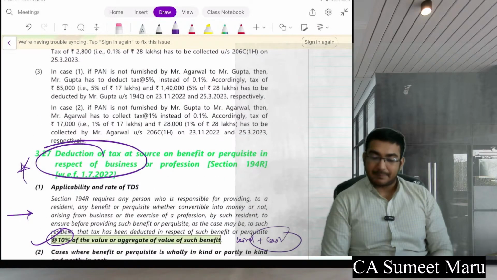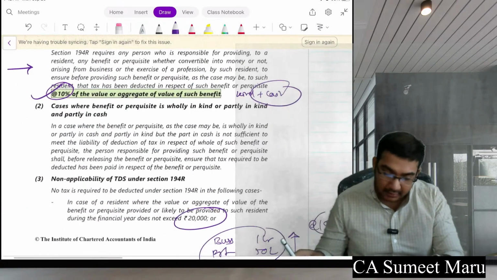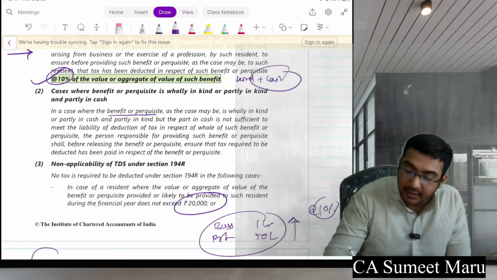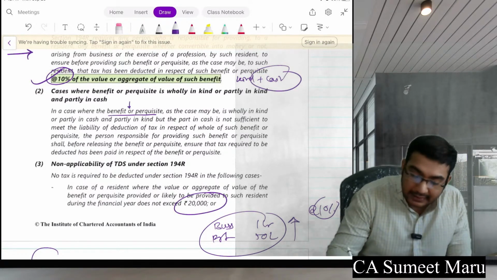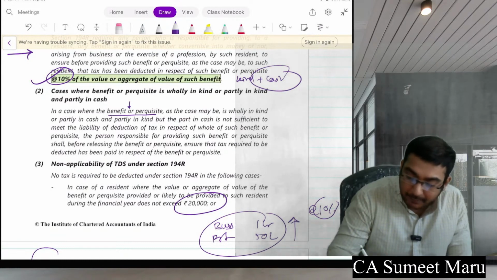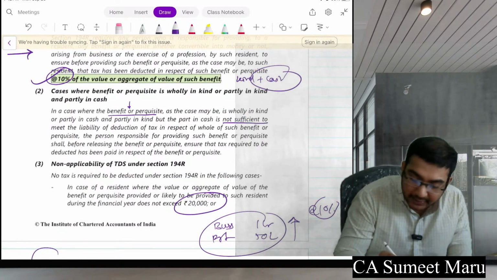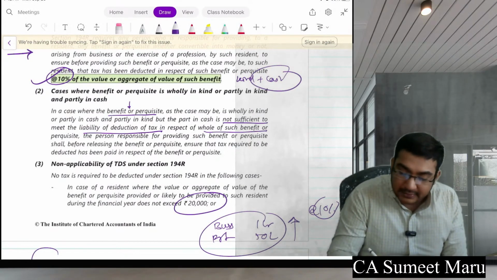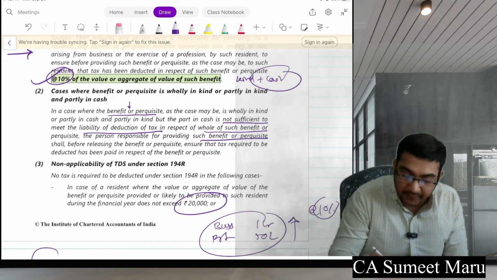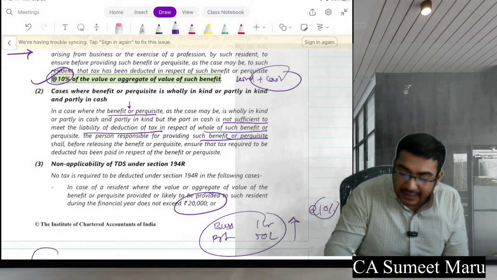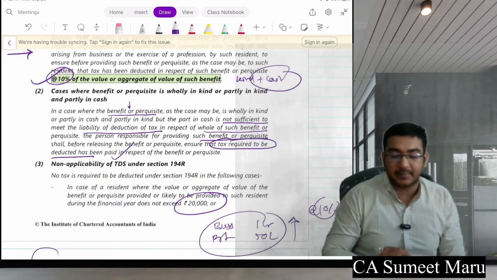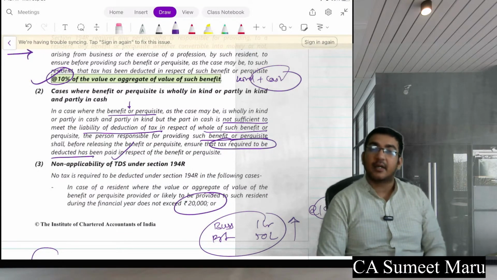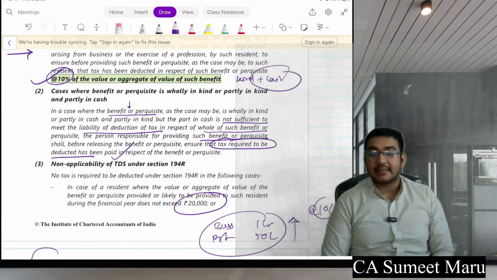So if someone is paying, what exactly have they included here? In case the benefit or perquisite is wholly in kind, or partly in cash and partly in kind, but the part in cash is not sufficient to meet the liability of deduction of tax in respect of the whole of such benefit or perquisite, the person responsible for providing such benefit or perquisite shall, before releasing it, ensure the tax required to be deducted has been paid in respect of such benefit. So at the time of credit or payment, whichever is earlier, he needs to do the TDS first and then provide the benefit.